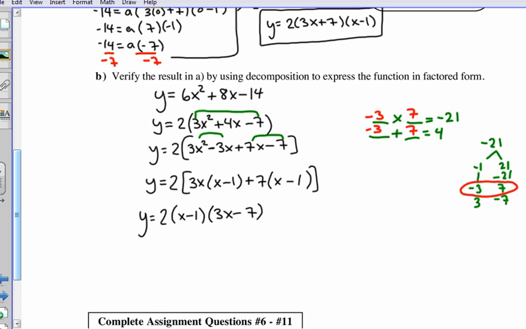There you go. Okay, so your homework for this assignment is all numbers 1 to 11.